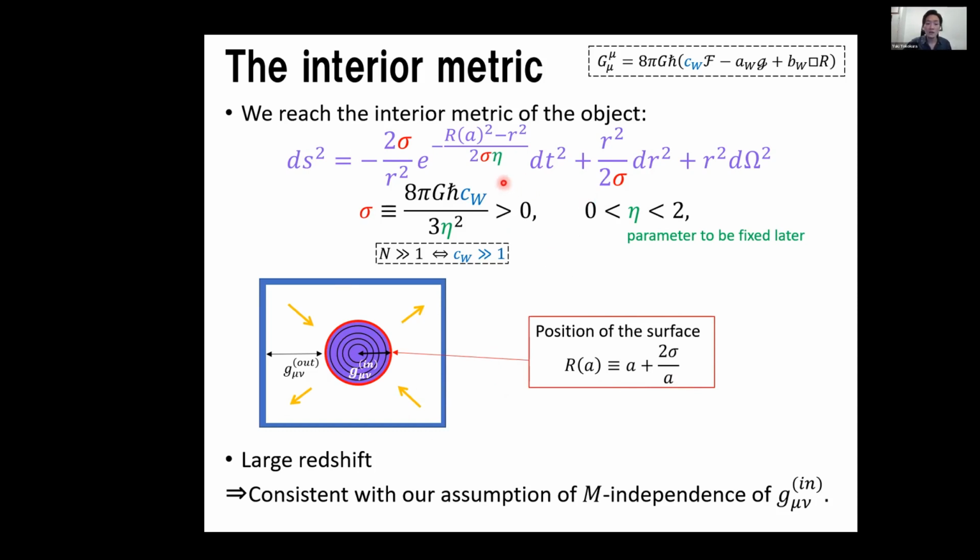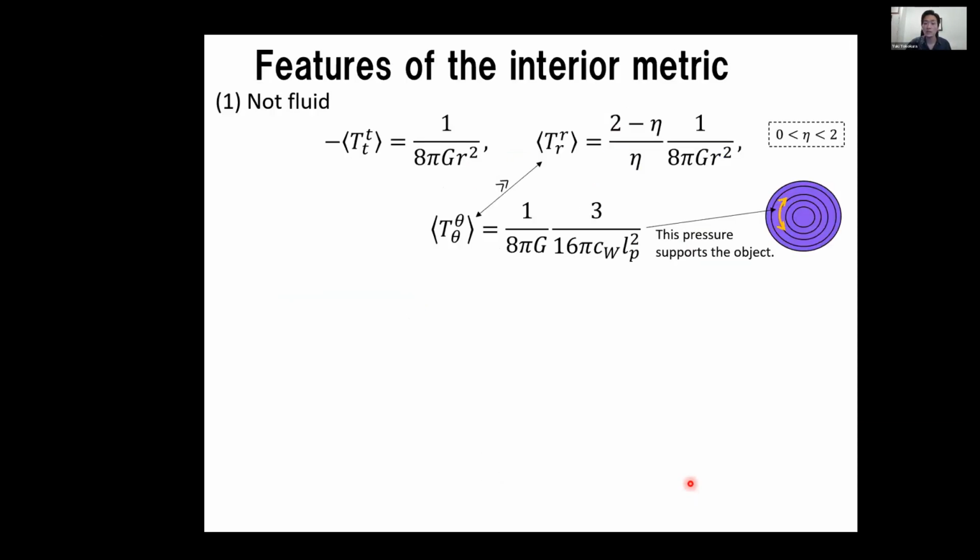And here, g_tt has a large redshift. So this is consistent with our initial assumption about the interior metric.